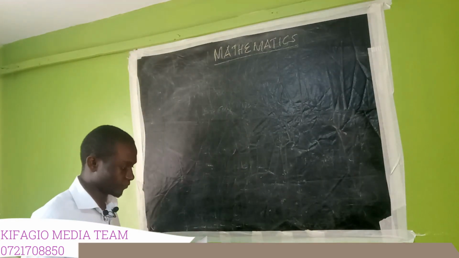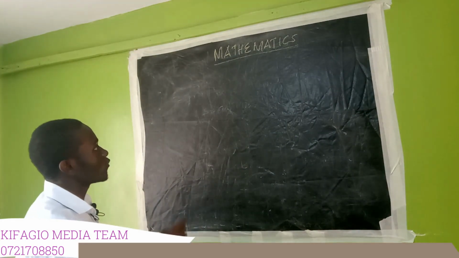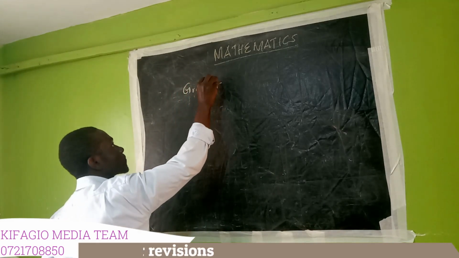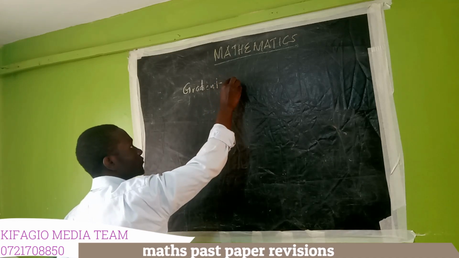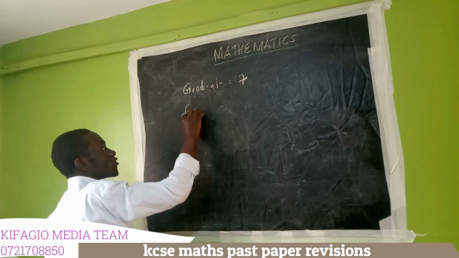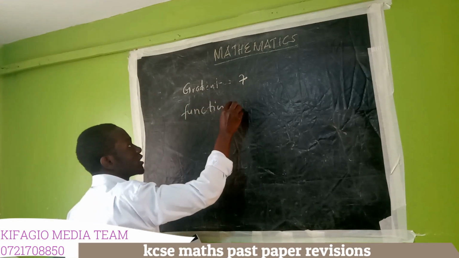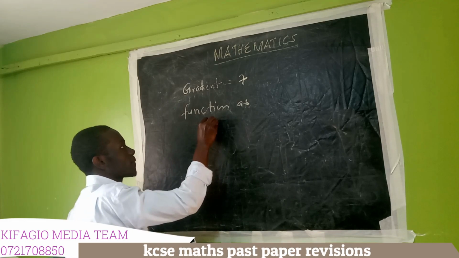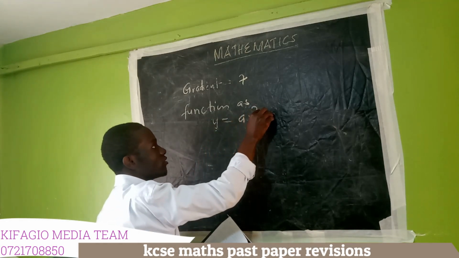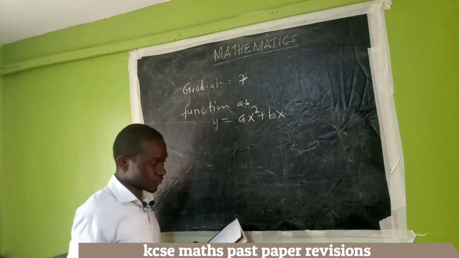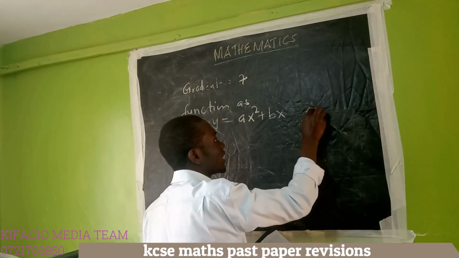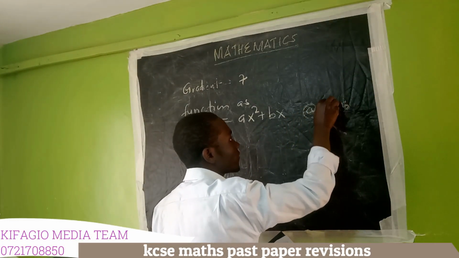Now class, remember we have been given the gradient as 7 and the equation of the curve as y is equal to ax squared plus bx at a specific point, the point (1, 5).